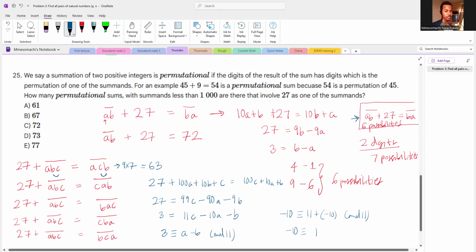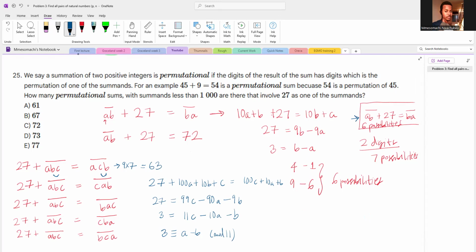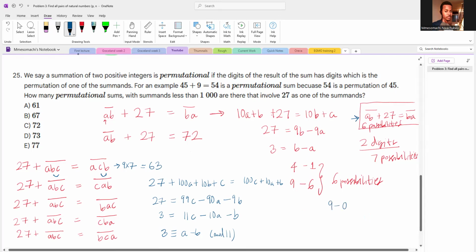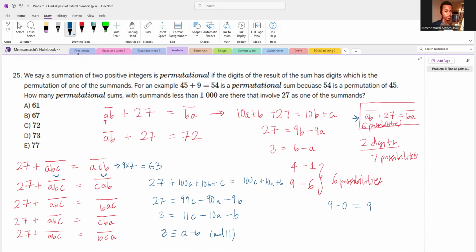mod 11. The good thing about this is that we can break this down to two possibilities. Recall that we're dealing with digits, so from 0 to 9. So there's a maximum difference, which is 9 minus 0, which equals 9. And there's a minimum difference, of course, which is just going to be 1, or it can be minus 9 in any case. I'm more interested in the absolute difference, so there are two possibilities.